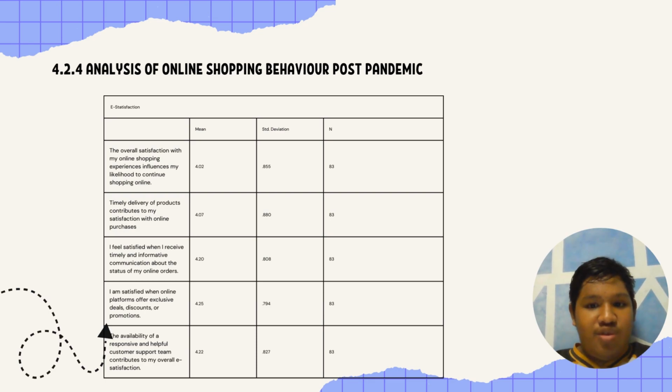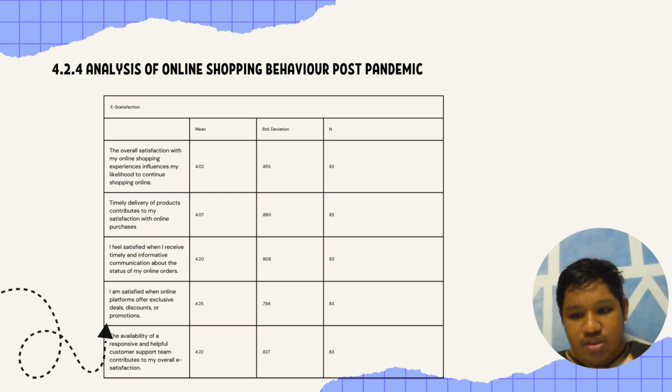Okay, for the second part about e-satisfaction, "I am satisfied when online platforms offer exclusive deals, discounts or promotions," shows the highest mean of 4.25, which means the respondents shop online because they are satisfied with online shopping. So the standard deviation shown is 0.794, which shows how much variation or dispersion exists from the mean.